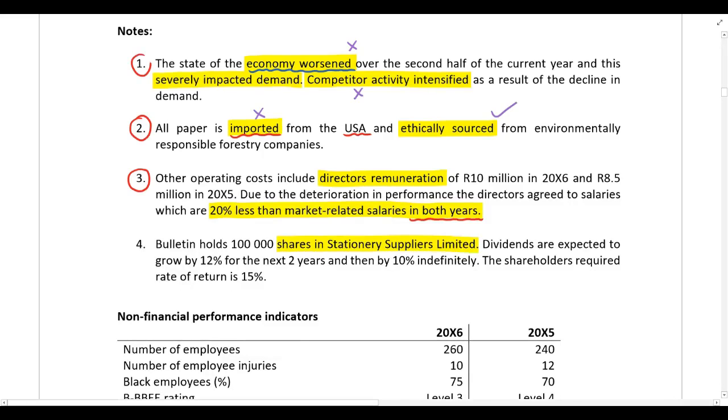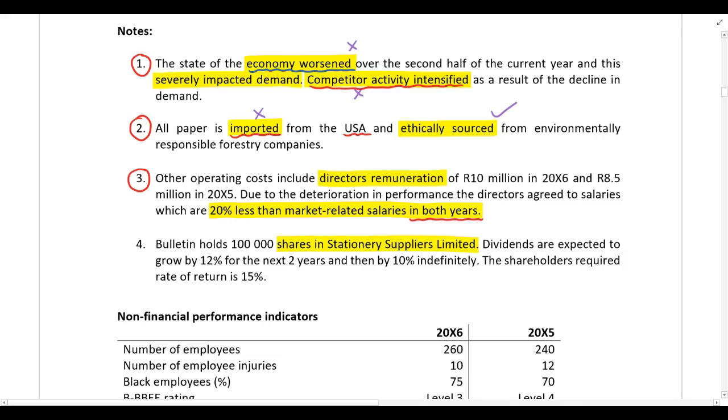You were told in note 1 that competitor activity intensified as a result of the decline in demand. So because of the decline in demand and the drop in sales volume, competitor activity intensified. So there was an increase in competition. So the problem with that, guys, is obviously if there's a lot of competition, Bulletin can't just charge whatever they want for their newspapers and magazines, because if they're charging too much, then customers are going to go to the competition, especially where we are dealing with a tough economic environment.